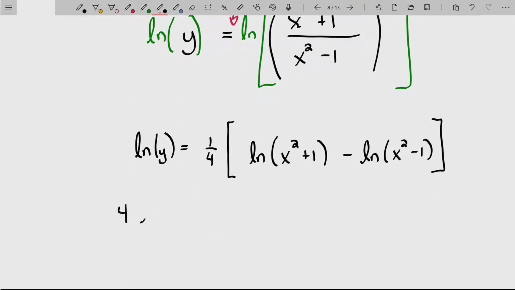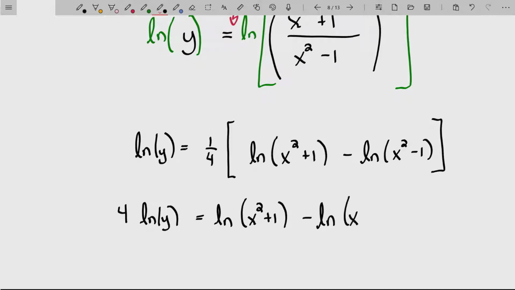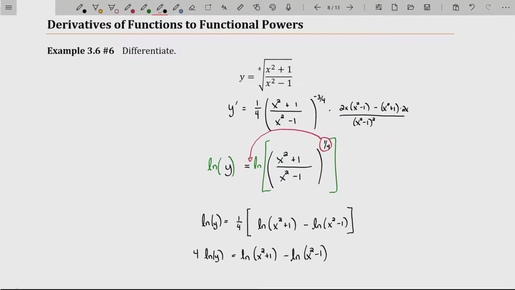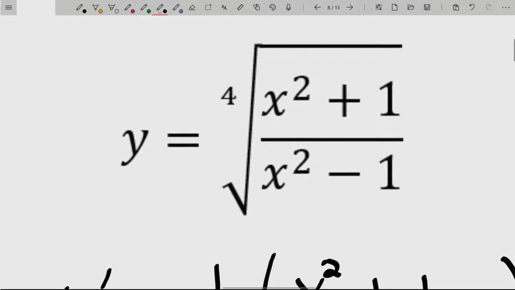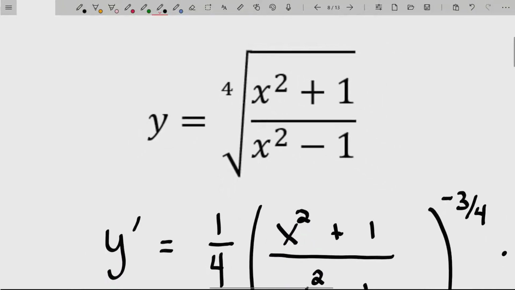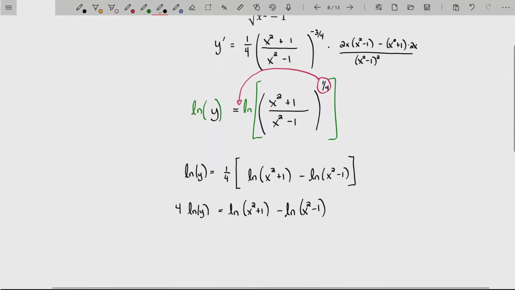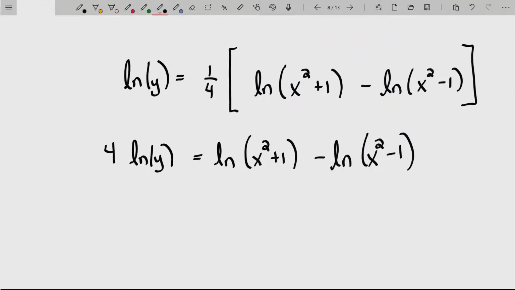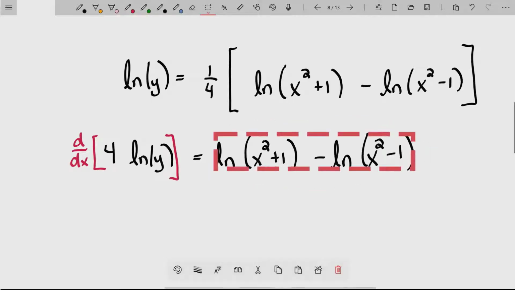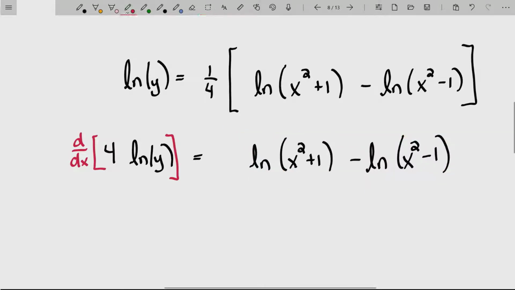So I could say that's 4 natural log of y is equal to the natural log of x squared plus 1 minus natural log of x squared minus 1. Heck, we could even start by raising both sides to the 4th power if we wanted to. There's nothing wrong with that, but I didn't do that, so we'll just continue the way I'm going. Now, if you take the derivative of both sides as written, so I'll take the derivative with respect to x of the left-hand side and the derivative with respect to x of this right-hand side, which I'm scooting over to make room for my derivative.